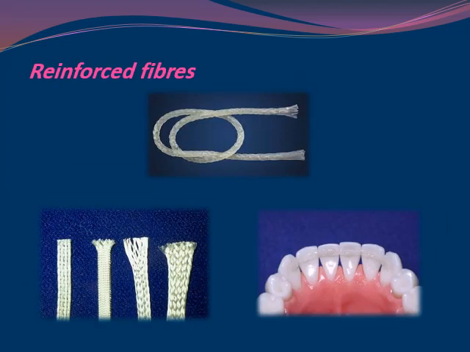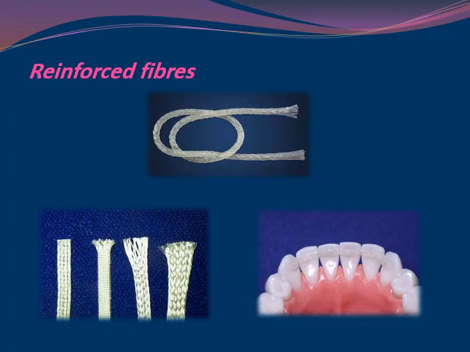Reinforced fibers. This is a type of fixed retainer that consists of a group of plastic fibers that consolidate with each other to form a plastic strip. This plastic strip consists of reinforced fibers in different forms. This type of retainer is also bonded to the palatal or the lingual aspect of the anterior teeth.